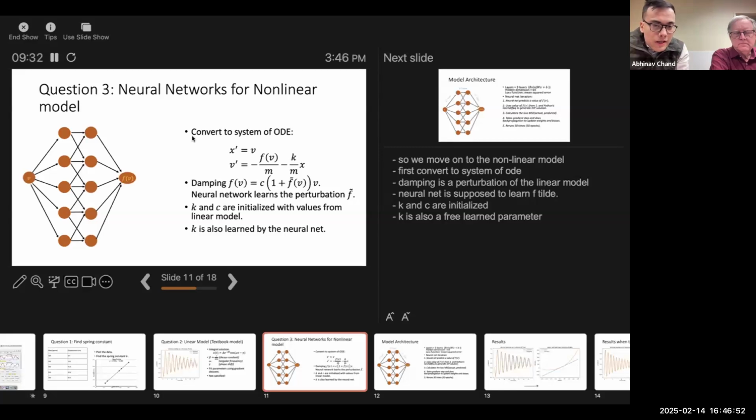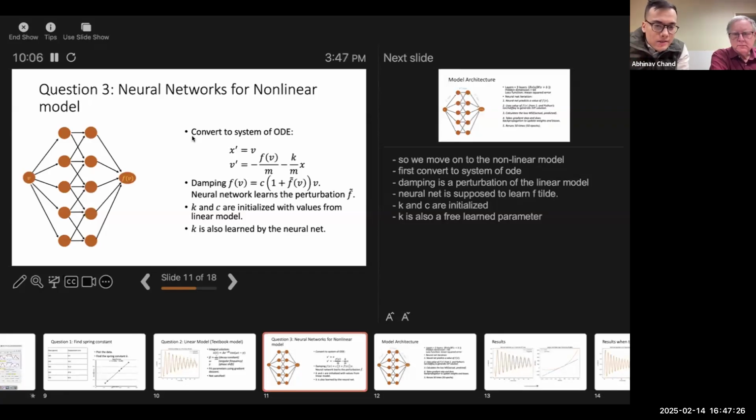Now in the linear model, f of v is just c times v because it's a linear function of the velocity, right? But what we take here is f of v equals c times 1 plus f tilde of v times v. So f tilde of v represents a perturbation to the linear model, right? So if f tilde of v is 0, you just get c times v, which is the linear model. So we want the neural network to learn this f tilde of v with the data that we have.